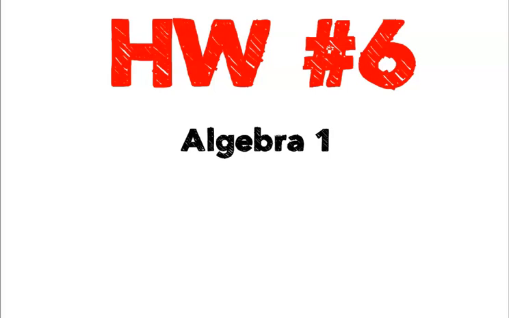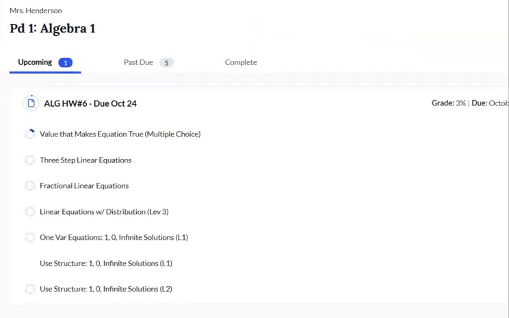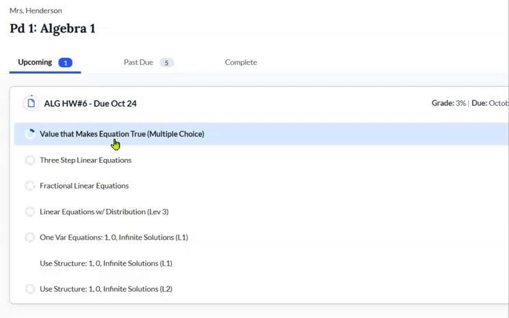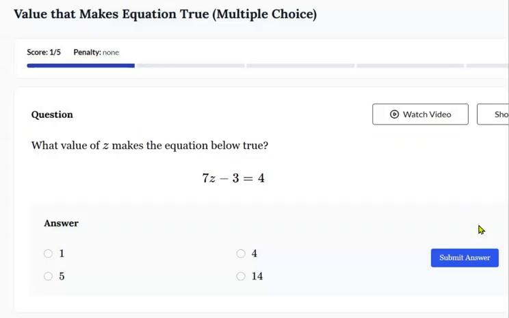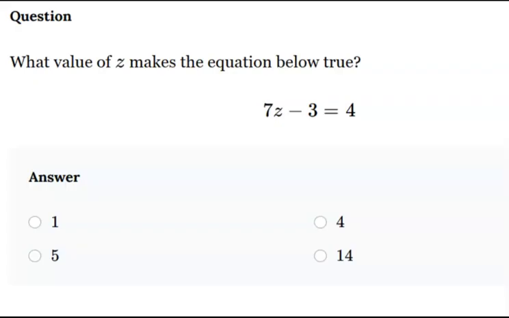Let's take a look at the questions on homework number 6. The first topic is checking to see whether a value makes an equation true. This is a guess and check question. Now we can certainly solve this using inverse operations, but we do want you to spend some time practicing checking whether a solution is true.